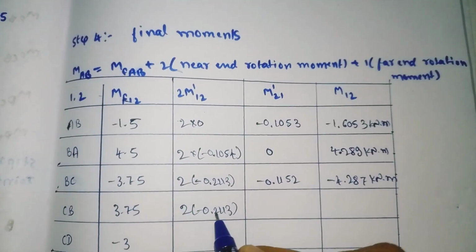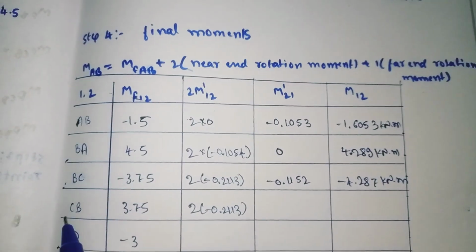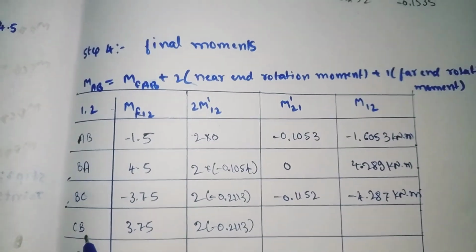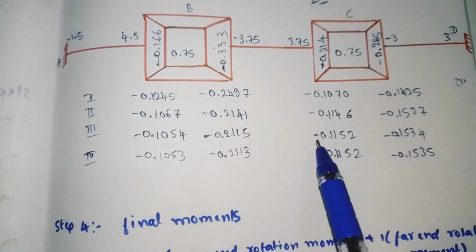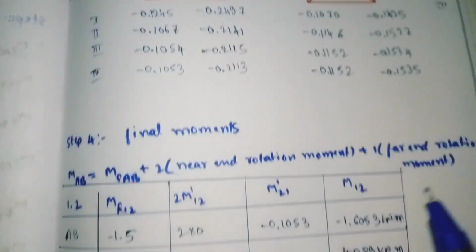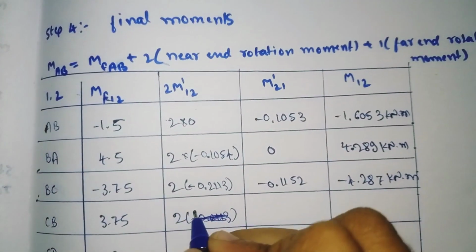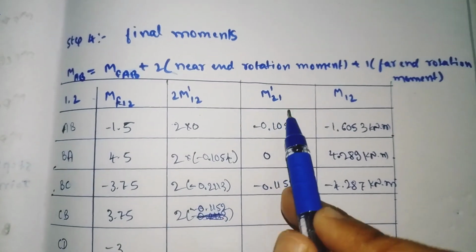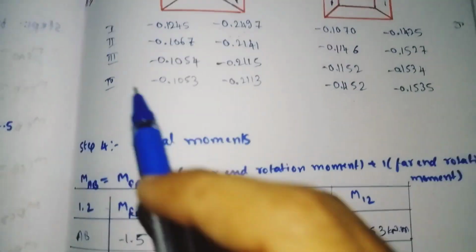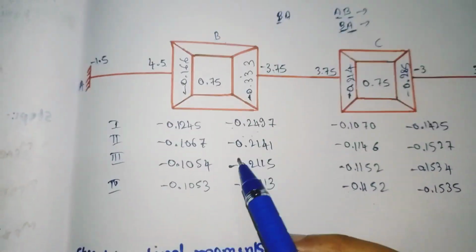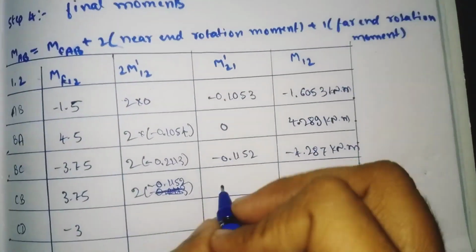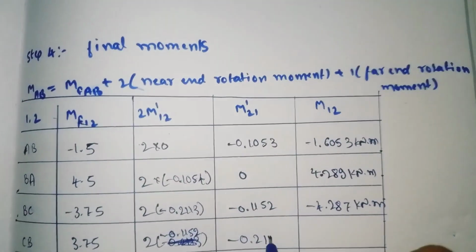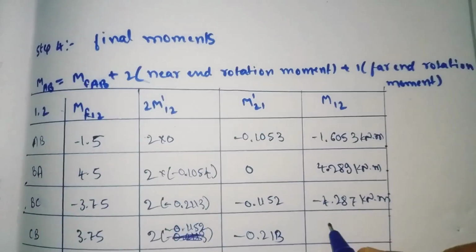See here, we need to write down here the rotation factor of 12, which means the rotation factor of CB value. So the rotation factor of CB value is nothing but this one, minus 0.1152. And here the rotation factor of 21 means the rotation factor of BC we need to write here. So for the rotation factor of BC we got minus 0.2113. So it comes here, minus 0.2113. So now add these three.